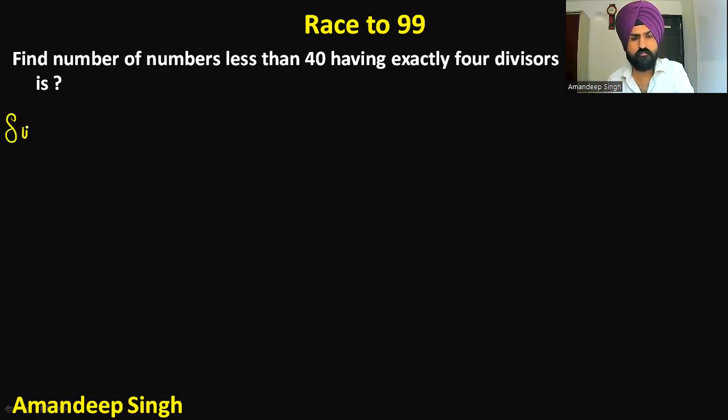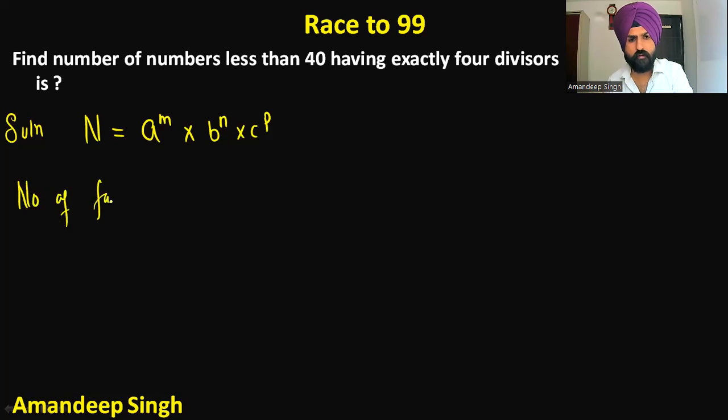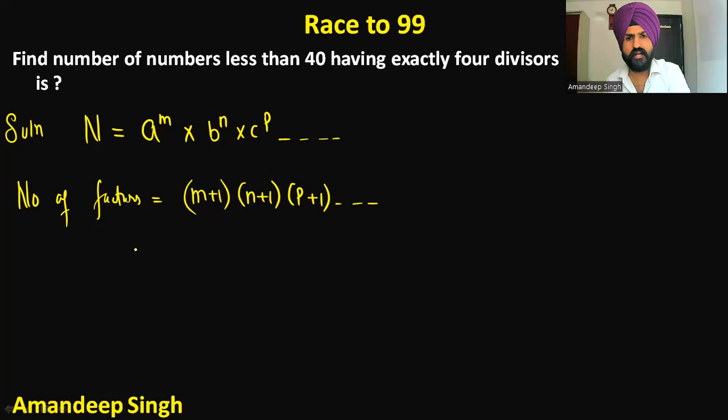Now if you go by the concept, the number of factors or divisors of a number which we can write as a to the power m into b to the power n into c to the power p is given by m plus 1 into n plus 1 into p plus 1 and so on, right? So our number is less than 40 and it has exactly 4 divisors. That means what are the possibilities?